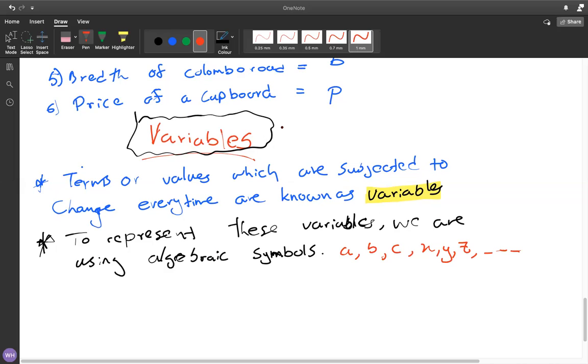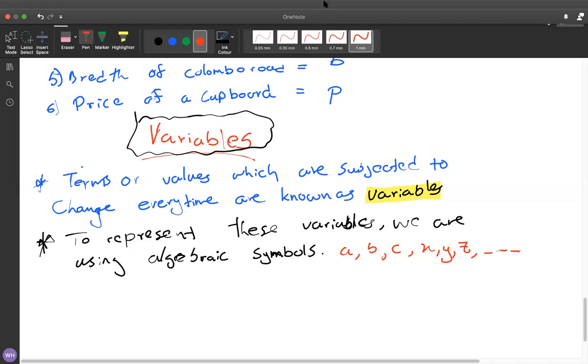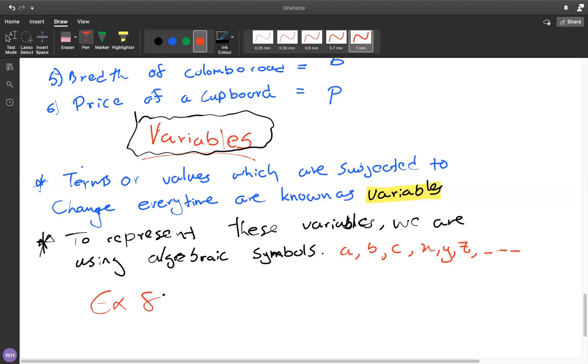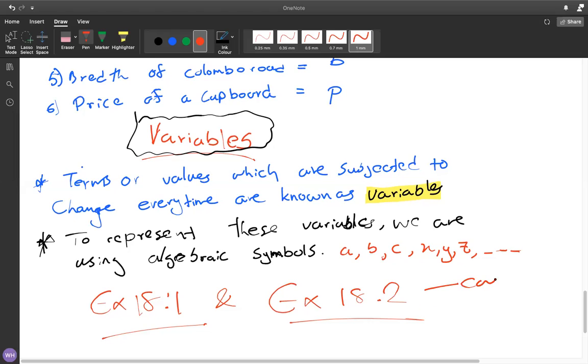Okay, hope everybody has written this. I will give you a small homework to do at home: exercise 18.1 and exercise 18.2, right? So 18.1 is pretty simple. You have to fill a small chart, and 18.2 as well. You are asked to write whether they are constants or variables. Read the question properly. Page number 94. Read the question properly and answer it at home.